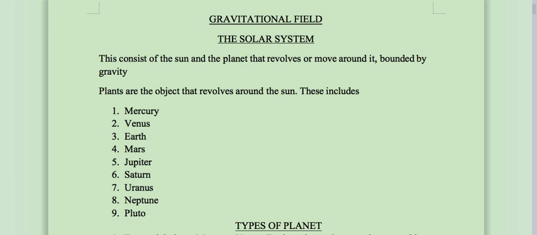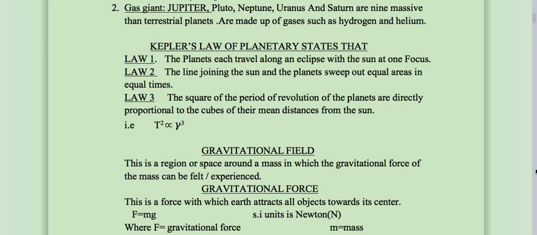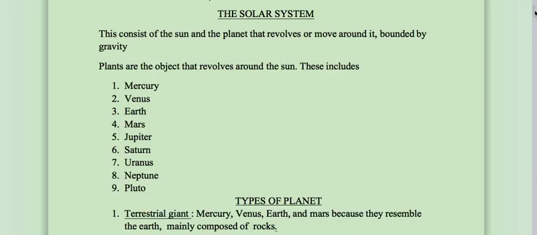Solar system, this consists of the sun and the planets that revolve or move around it, bound by gravity. These planets are objects that revolve around the sun. This includes Mercury, Venus, Earth, Mars, Jupiter, Saturn, Uranus, Neptune, Pluto. These are basically the planets that revolve around the sun.